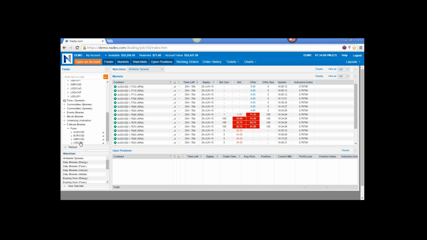Okay, does that make sense to everybody? Or maybe you're not a binary trader, maybe you're a spread trader. You trade spreads with Nadex. Well, same thing there. You want to be focused more on those 2 particular instruments at night.